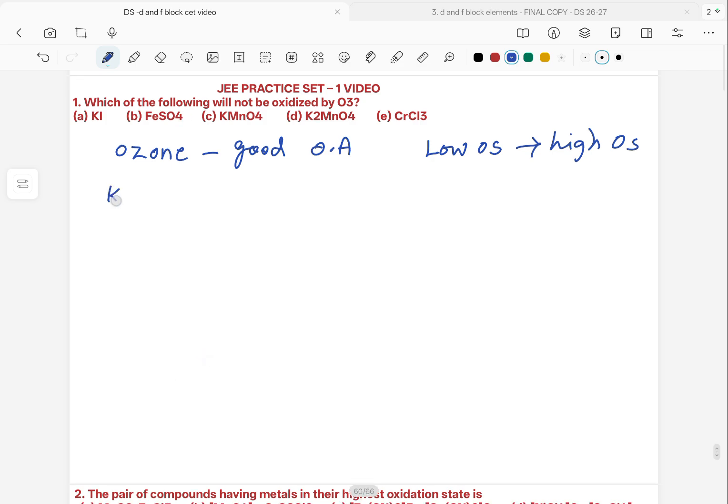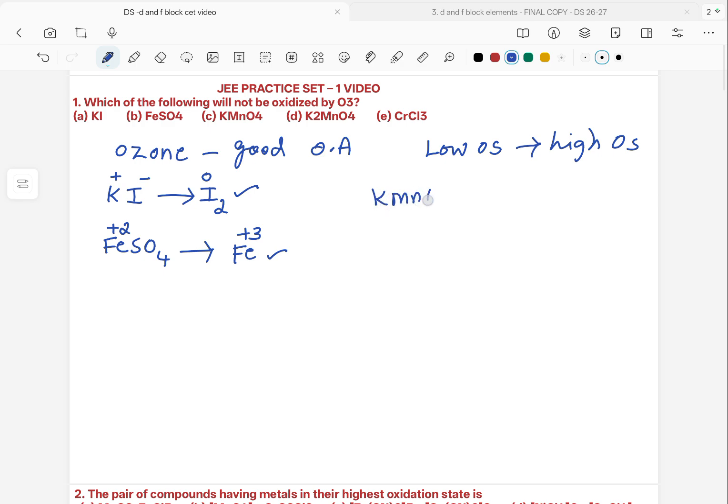When we take potassium iodide, K plus is already in the highest oxidized state, I minus can get oxidized to I2, 0. So this can be oxidized. FeSO4, ferrous sulfate. Iron here exists in +2 oxidation state and it can get oxidized to Fe+3 with the help of ozone. Therefore, it will also get oxidized.